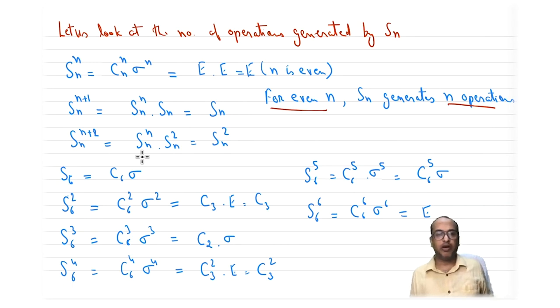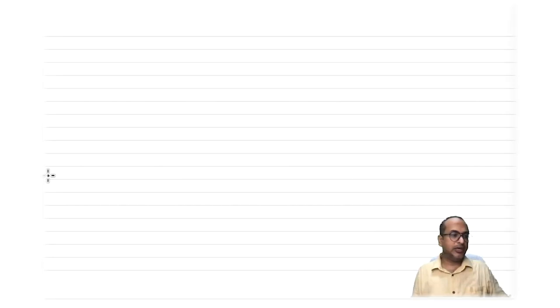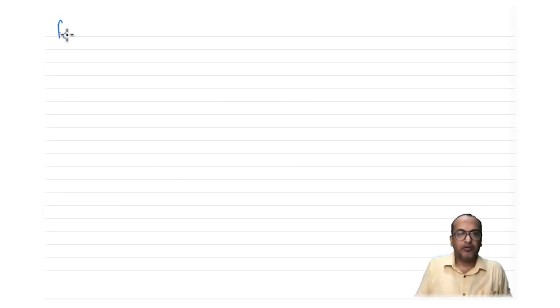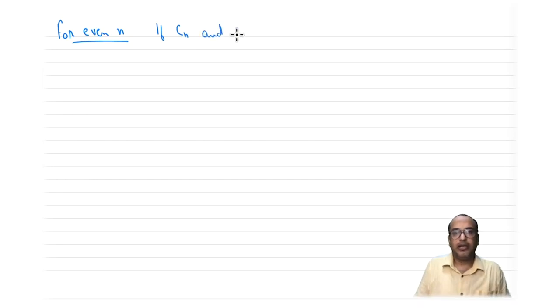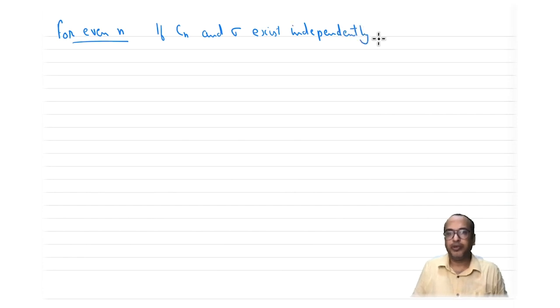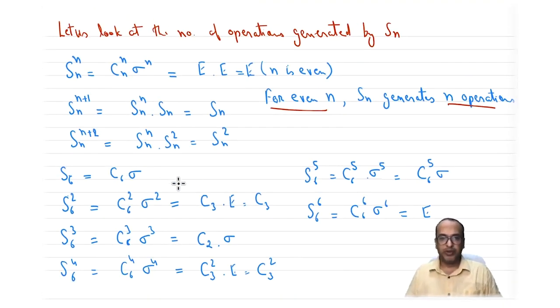When N is even, how many operations will it generate? So now we have seen that for even N, we can also say that if Cn and sigma exist independently, Sn must exist. This we have seen from the example over here. So if you have C6 and sigma present independently, then S6 will be present because it's a product of the two.